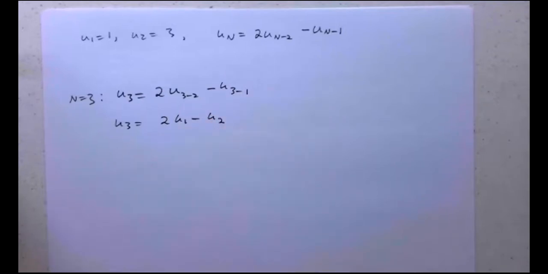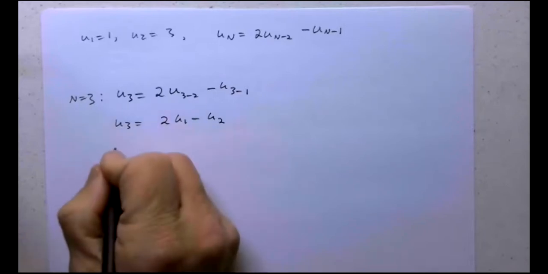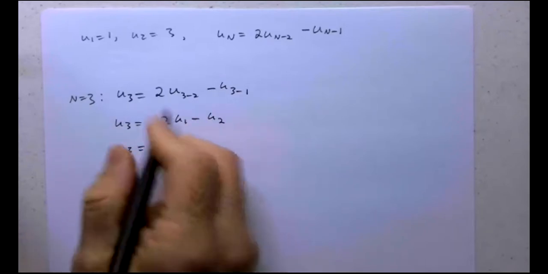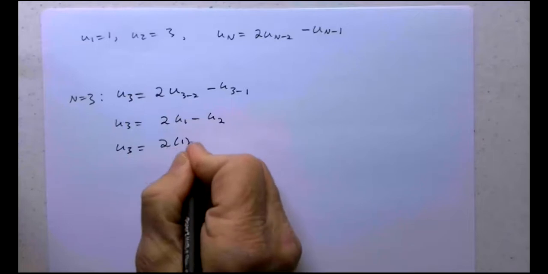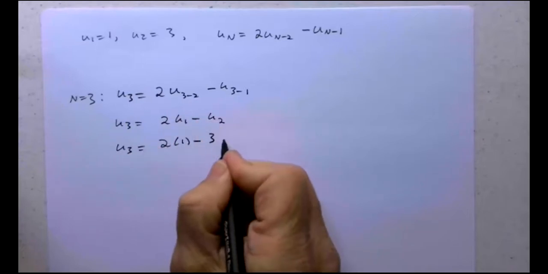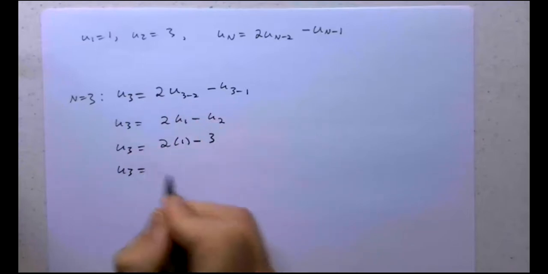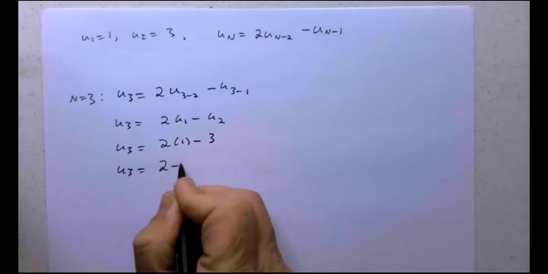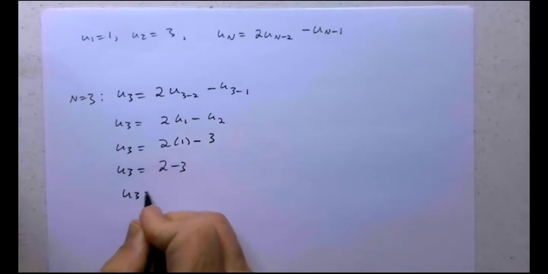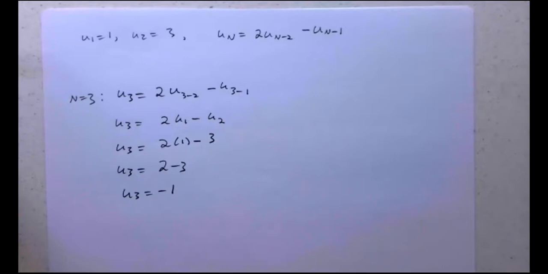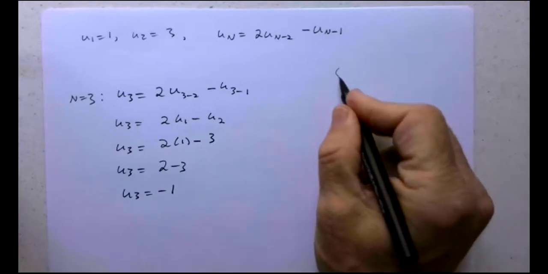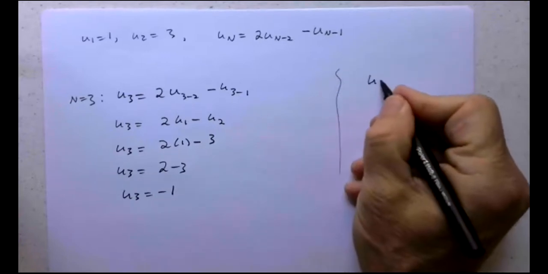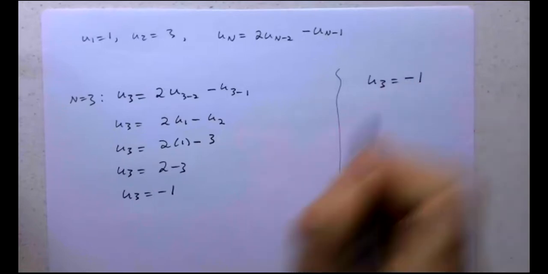So I get u sub 3 is twice u1 minus u2. Twice u1, 2 times 1, minus u2, minus 3. u sub 3 is 2 minus 3. u sub 3 is negative 1. So let's make a note of that: u sub 3 is negative 1.